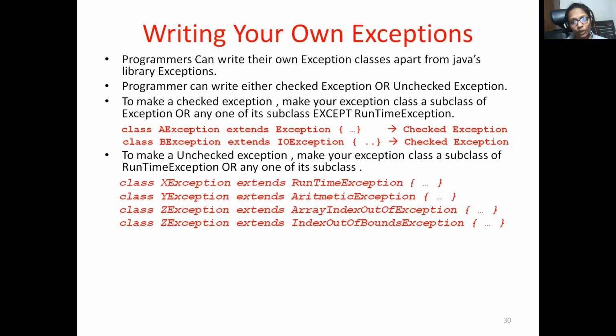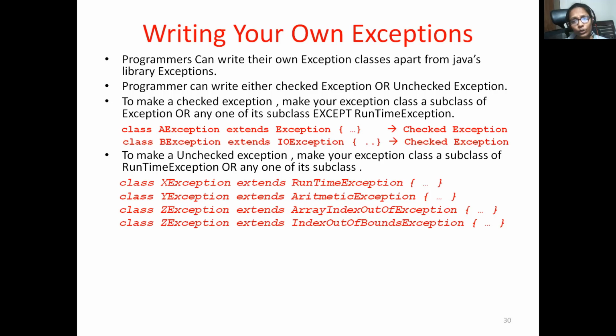So if you want to create an unchecked exception, then you need to extend any of these class properties. What are these classes? Runtime exception or arithmetic exception or array index out of bounds exception or file not found exception. Like this, we have so many unchecked exceptions. If you extend any of these, then your class will become an unchecked exception.